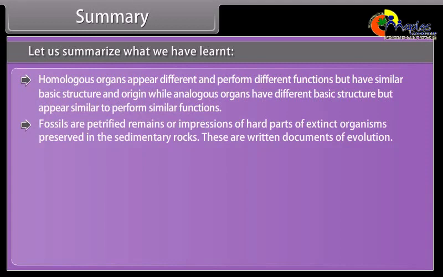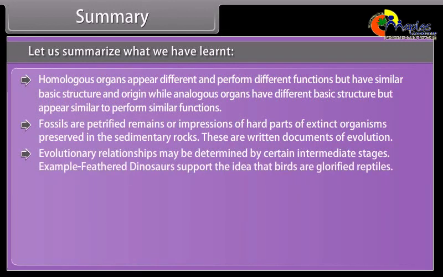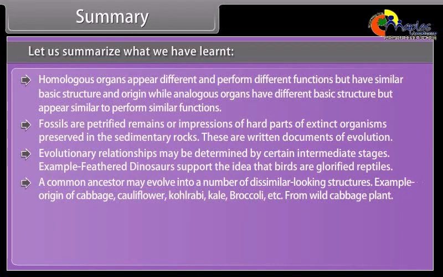Fossils are petrified remains or impressions of hard parts of extinct organisms preserved in sedimentary rocks. These are written documents of evolution. Evolutionary relationships may be determined by certain intermediate stages. Example, feathered dinosaurs support the idea that birds are glorified reptiles. A common ancestor may evolve into a number of dissimilar-looking structures. Example, origin of cabbage, cauliflower, kohlrabi, kale, broccoli, etc. from the wild cabbage plant.